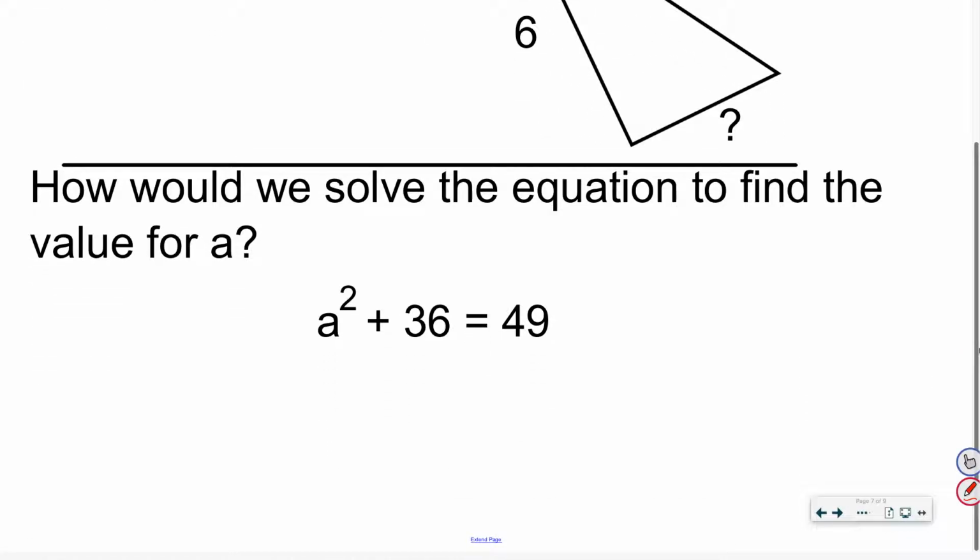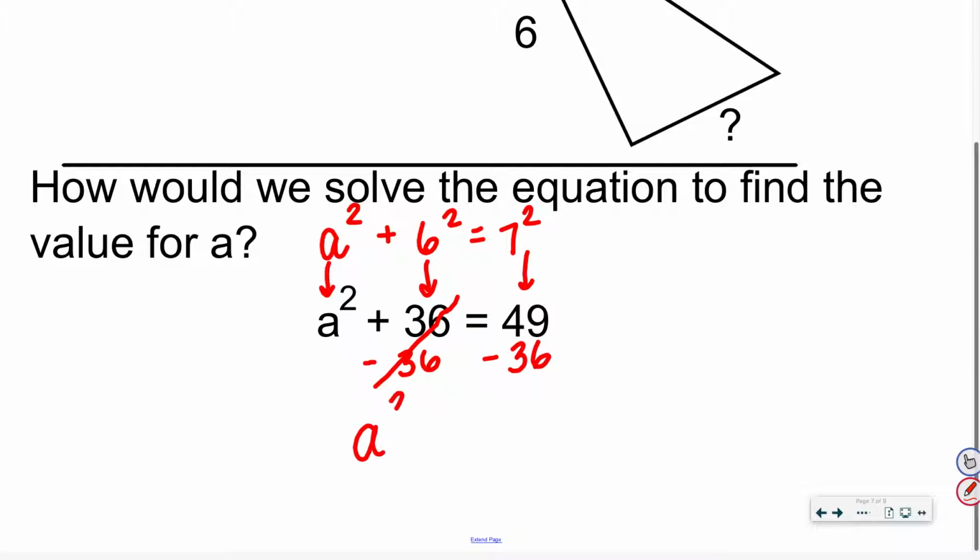Okay, so if we have A squared plus 6 squared equals 7 squared, we calculate A squared plus 36 equals 49. How would we solve for A? Think back to our first unit. How would I get A by itself? Subtract 36. I can take 36 away from both sides. Remember, our goal here, and this is a connection to Unit 1, we want to isolate our variable. So anything that's happening to our variable, we're going to undo it. If I take 36 away, I am left with just A squared on this side.